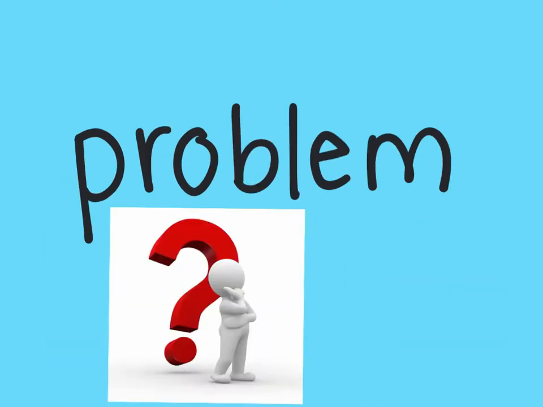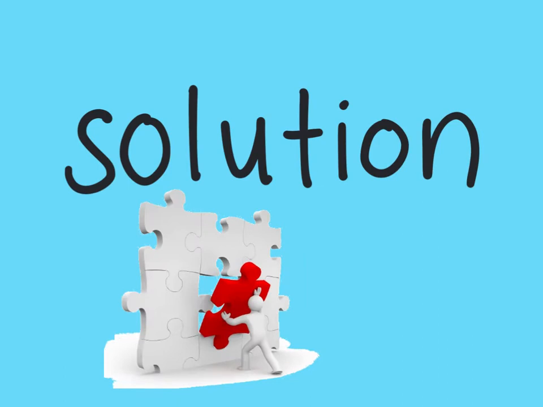Now, your story also needs to have a problem, something that's wrong or that the characters have to solve. So what is the problem in the story? What happens? And then what's the solution? How do they solve that problem? Make sure to give details about how they solve it.